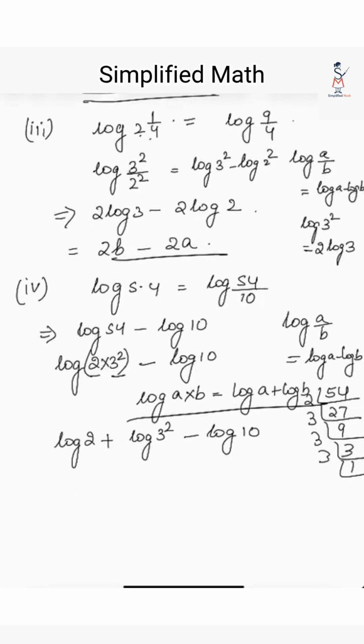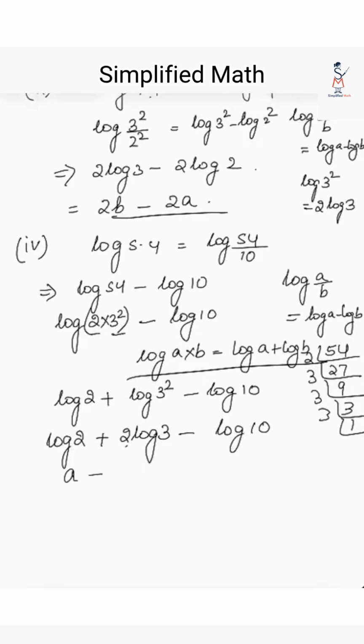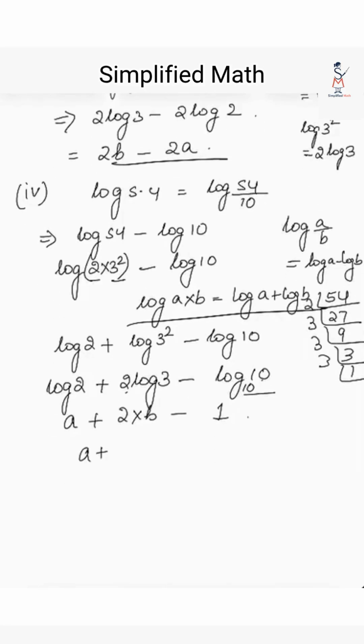Fine. Log 2, let it be log 2 only, plus 3 square hai. So 2 will come in front of the log. 2 log 3 minus log 10, because this is the rule that if log is raised to any power, the power comes in front. So log 2 की जगह पे a लिखेंगे, 2 की जगह 2, log 3 is b, and log 10 to the base 10 is 1. Any log if it has the same base, the answer is 1. So a plus 2b minus 1.